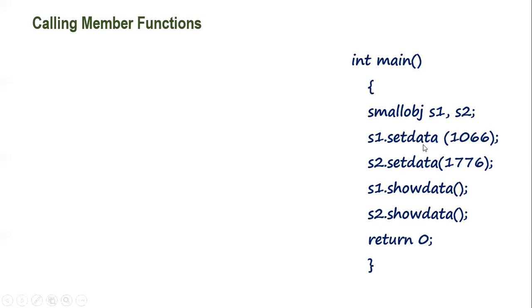You can see here two functions, set data and show data, but they are actually called twice. Each of them is called twice. The set data is called in the name S1, and again it is called in the name S2. Again, you can see show data is called in the name S1, and again it is called in the name S2.